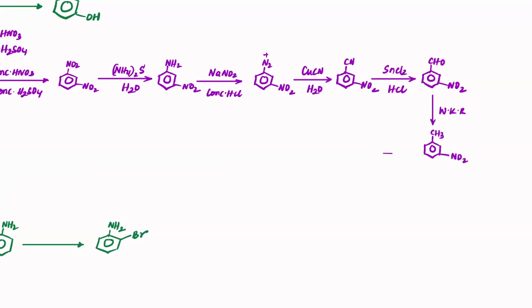And now you are trying to convert that NO2 into OH. So again, you make a diazonium salt. So tin and HCl, that will give you methyl and NH2. And thereafter, diazonium salt formation with HNO2. So we will get this as N2+.